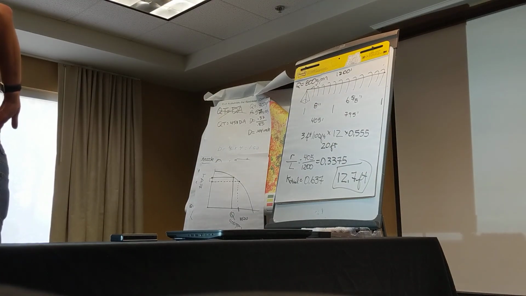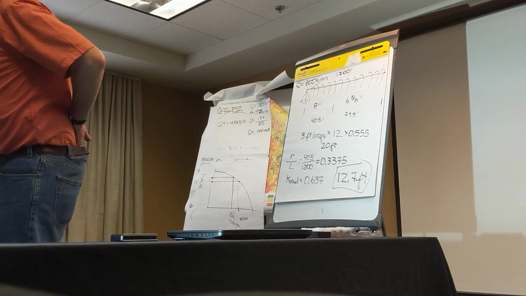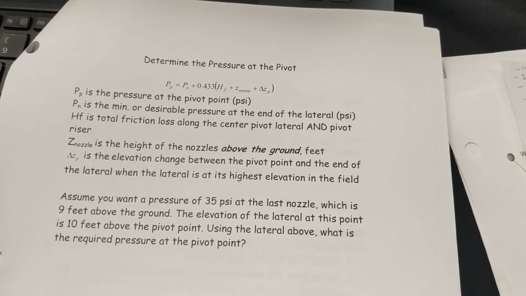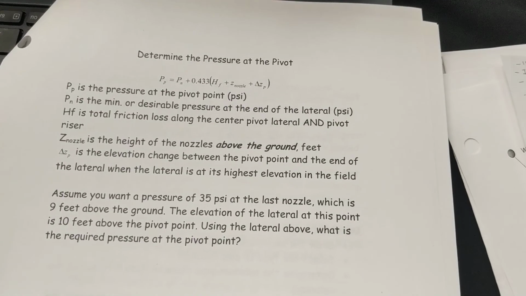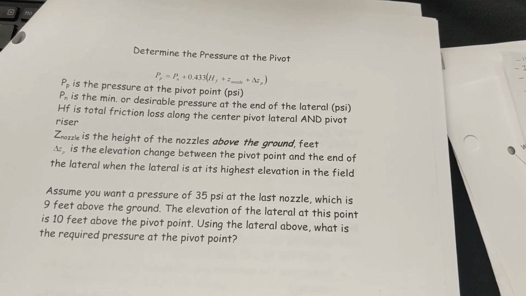What we're going to do here is continue with the class problem, okay? And what we'd like you to do is tell us what the pressure at the pivot point needs to be for the system that you're designing, all right? We've already got a flow rate now.